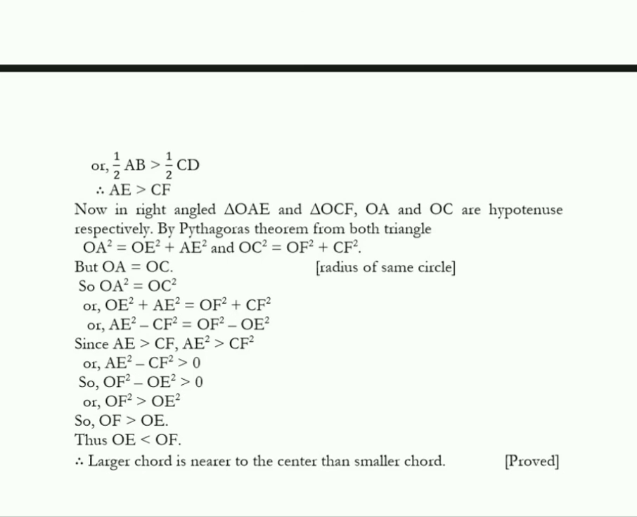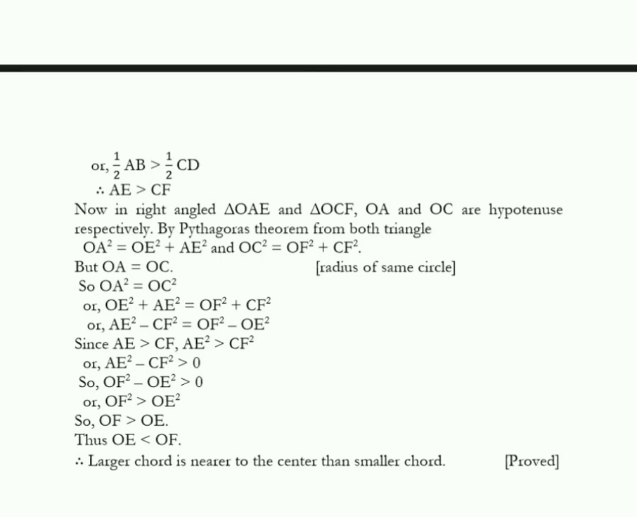Now if we take CF on the left side and OE on the right side, it becomes AE square minus CF square equals OF square minus OE square. Earlier we proved that AE is greater than CF. So AE square should be greater than CF square, and now AE square minus CF square should be positive, that is, greater than 0. If this left hand side is greater than 0, obviously since the two sides are equal, then OF square minus OE square is also greater than 0. So OF square is greater than OE square.